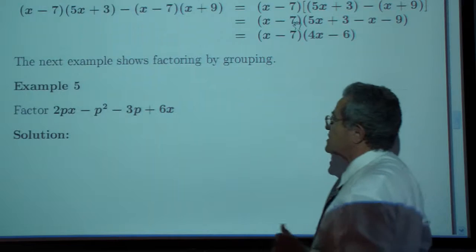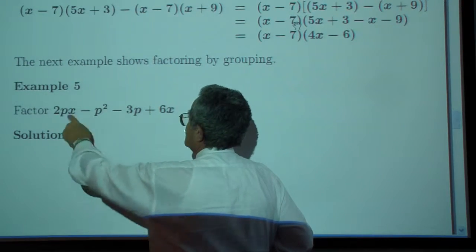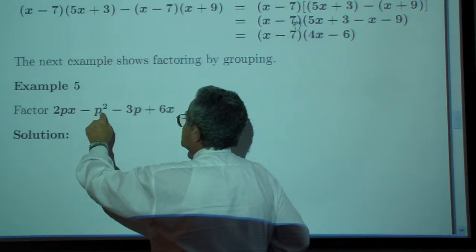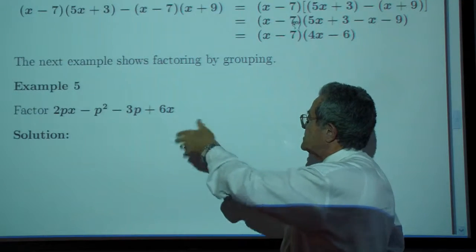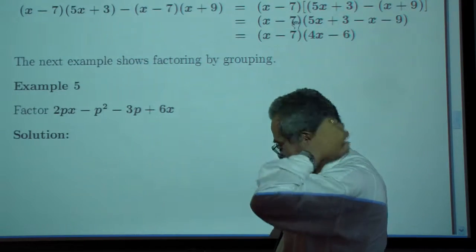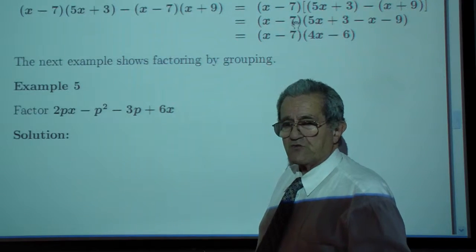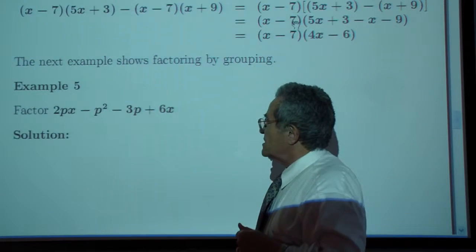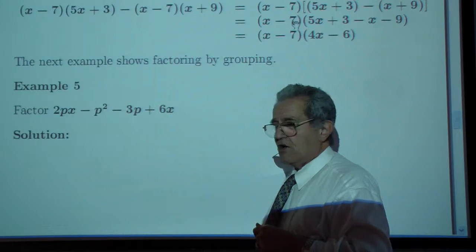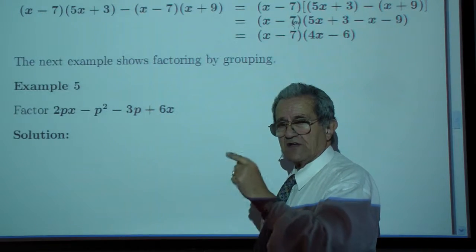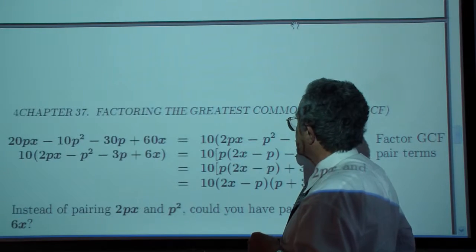The next example, you're given 4 terms. Greatest common factor: 2, no 2, p, no p, x, no x. Greatest common factor is 1. No factor appears in all 4 terms. So if we have 4 terms, one usual method that may or may not work in these cookbook problems is to pair up the first 2 terms, and the last 2 terms, or the first and the third, and then the second and the fourth. And then factor from each pair.